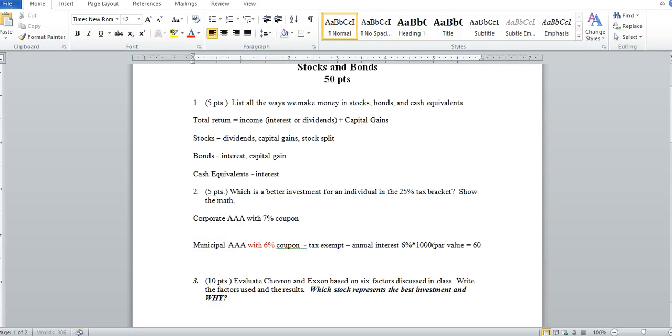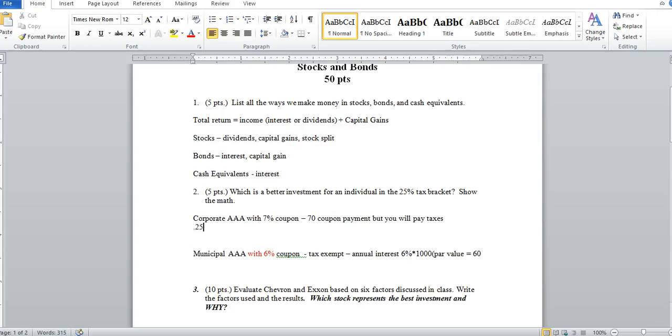All right, now a corporate, applying the same principles, I'm going to have a $70 coupon payment. But corporates are taxed, and my tax bracket is 25%. So of that $70, I have to pay taxes. So if I take 0.25 and multiply it by $70, what do I get? I wish I could do that off the top of my head, but I can't. So I'm keying this in here right now, and 0.25 times $70 is $17.50.